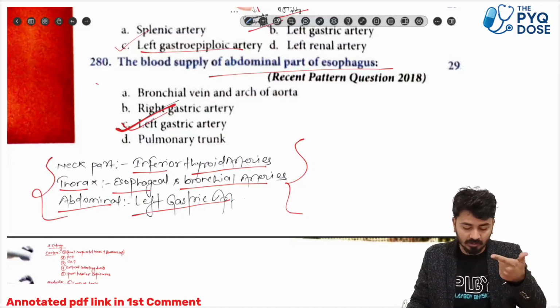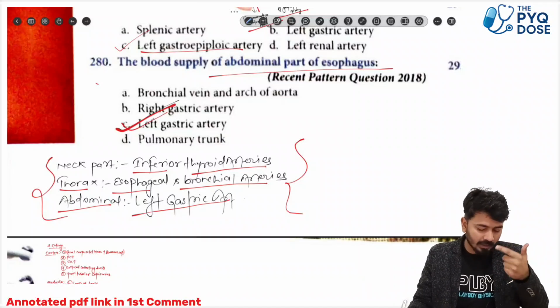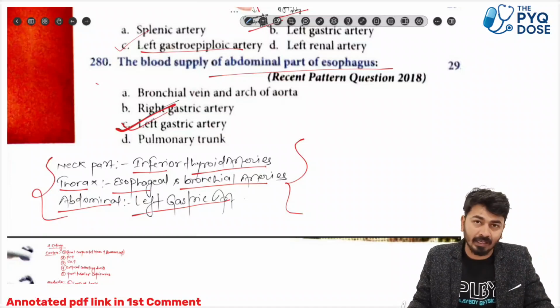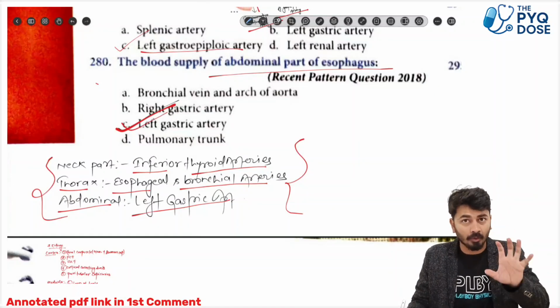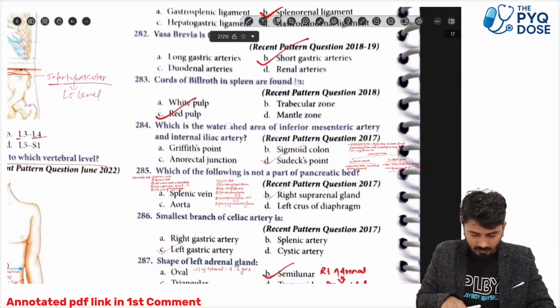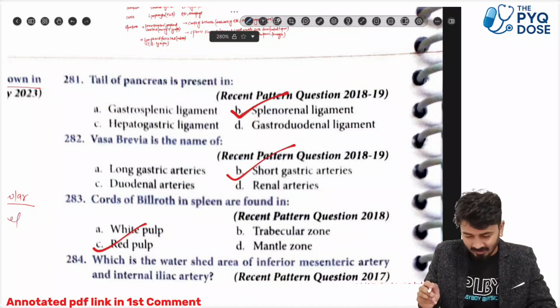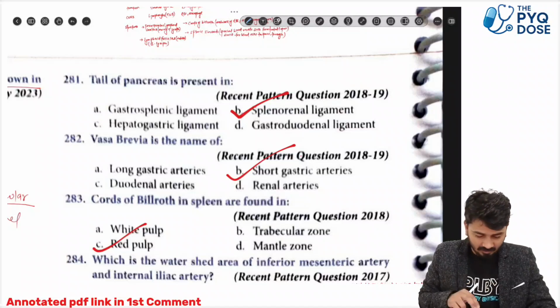In the thorax, esophageal and bronchial artery, and bronchial, not brachial, it's bronchial artery. And in the abdominal, it will be the left gastric artery. Left gastric artery. It's bronchial, not brachial. Brachial region refers to somewhere here, where we do the brachial plexus, isn't it? Brachial artery runs here.